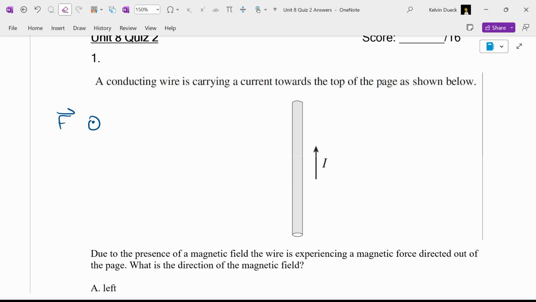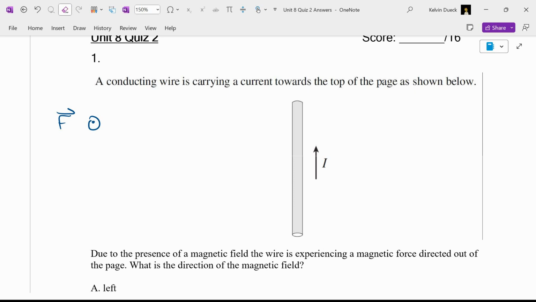So this is our high five hitchhiker right hand rule. As far as I'm concerned, I can give you any two of the directions and you can find the third. So in this one, they're telling me current is up the page, and it's telling me it's getting a force out of the page.